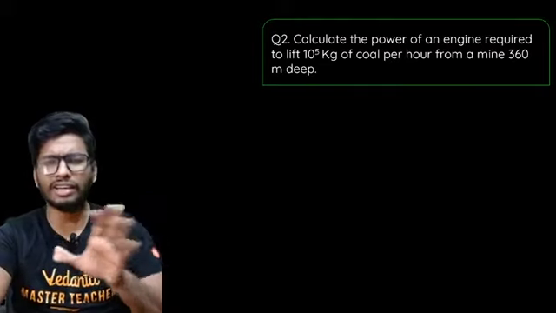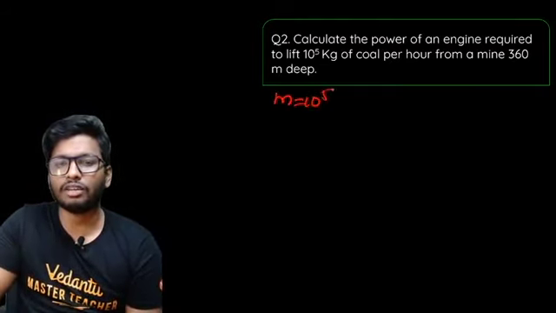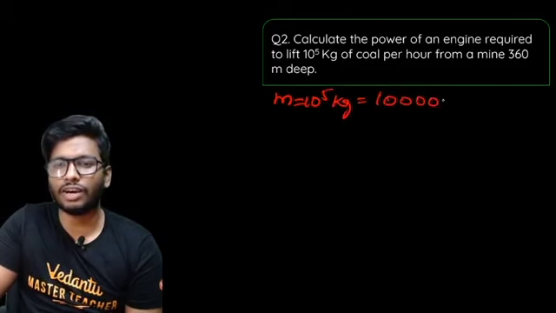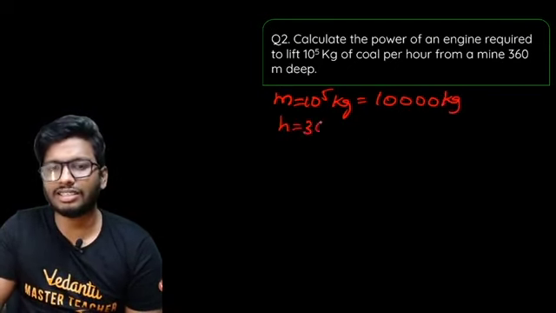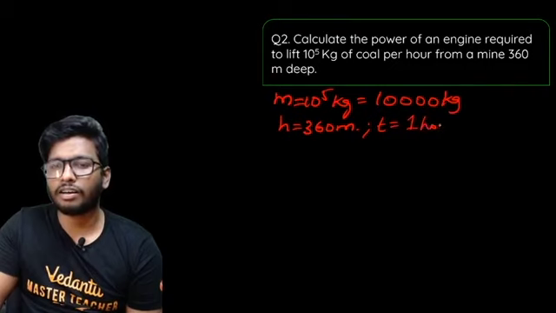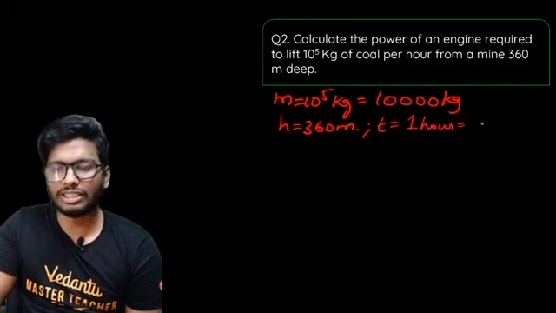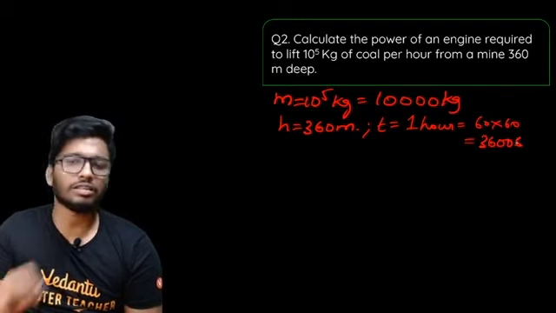Now the calculation might be a little long, so let me just do it for you guys. So mass is given as 10 to the power 5 kg, which is essentially 5 zeros, 1 2 3 4 5, that's 100,000 kgs. The height is given as 360 meters. Time taken is given as how much? 1 hour, which is 60 into 60, that is, to convert to seconds, 60 minutes into 60 seconds. So that's 3,600 seconds. Awesome.